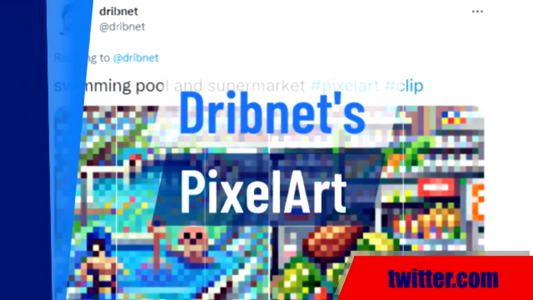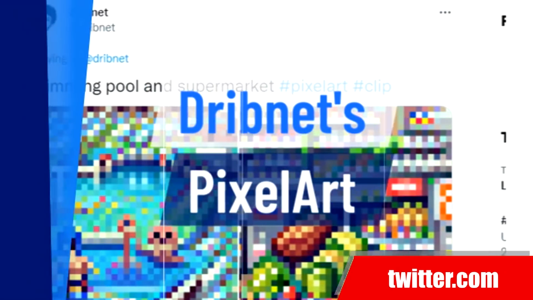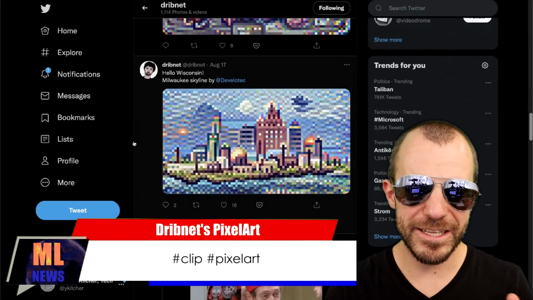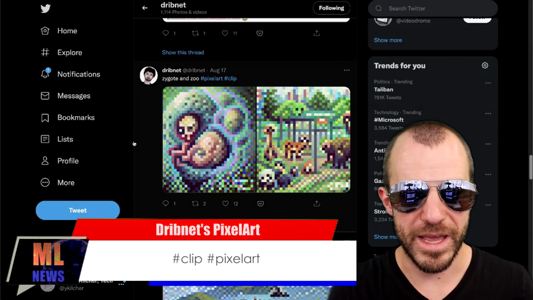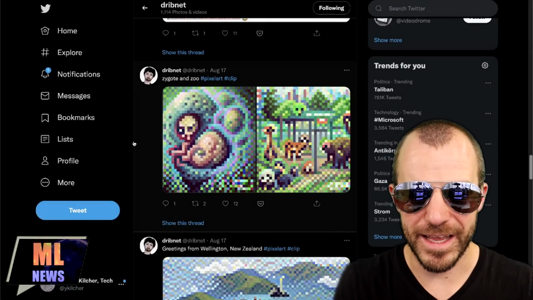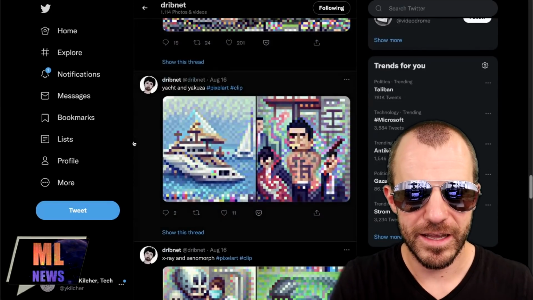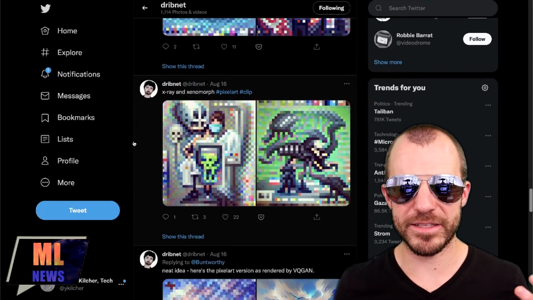Okay, at this point, I want to shout out to Dribnet, who has been making a step in a bit of a different direction, using the CLIP model and its image generation capabilities, going into pixel art. And this looks very, very cool. So he's been generating various skylines and going through the ABC with various words: zygote and zoo, there's Wellington, a yacht and a yakuza, X-ray and xenomorph. I love the idea that going to pixel art essentially blurs the line between human-created and machine-created even more. A lot of these pictures look absolutely fantastic.